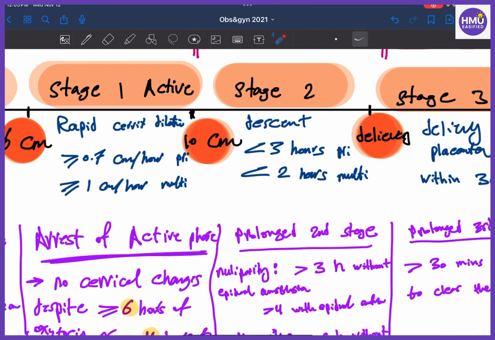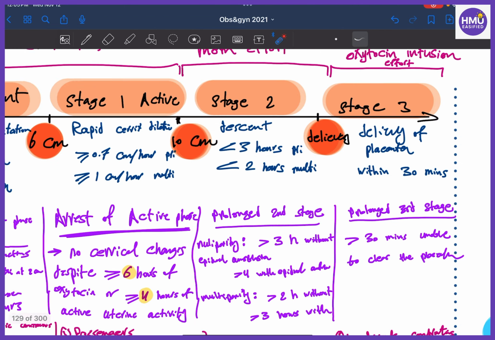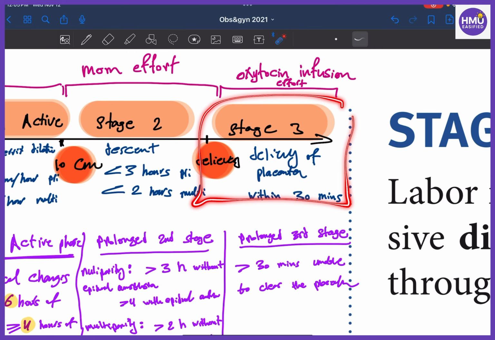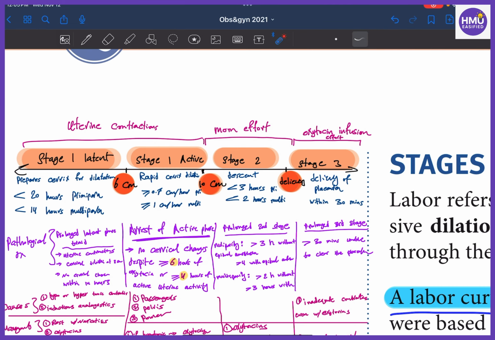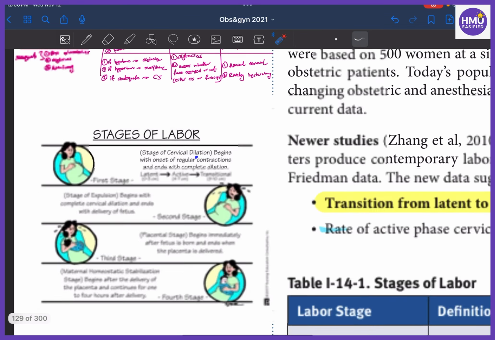So we come back to our nice table. Stage 2 descent, okay, descent of the baby, under 3 hours in primipara and under 2 hours in multipara. So we have one stage left, and it's delivery of the placenta, stage 3, okay. It occurs within 30 minutes, okay. So we also have these lines. In stage 1 there is uterine contractions, as we know. Stage 2 there is uterine contraction and there is the mother's effort, okay. And stage 3 there is this oxytocin infusion effort. Maybe you put an oxytocin if the placenta doesn't come out.